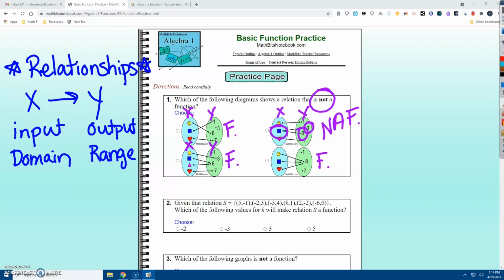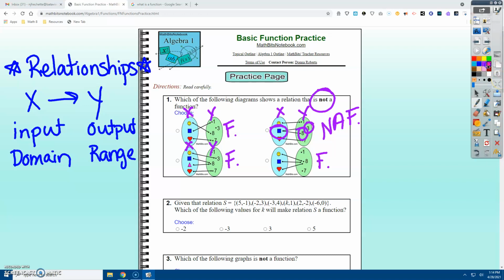So we're gonna go down to the practice down here. It says, given this set or this relationship, and all this is a table. We've seen some of this. Which of the following values for k will make relation S a function? So I'm going to write it over here. I'm going to change colors just so you guys can see, and I'm going to change it to pink. So in our set, if we set this up as a table, and I know Mrs. McKeechik was talking about this, you don't have to. As you get more comfortable, you will.